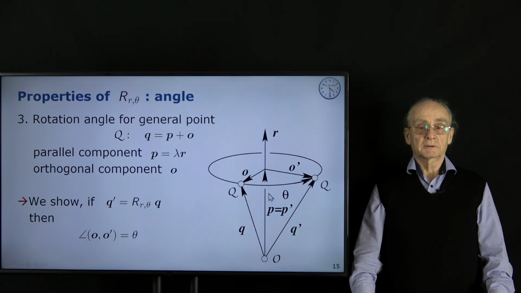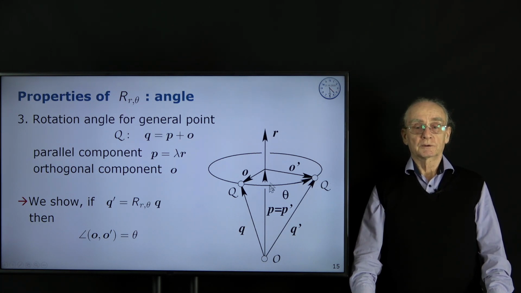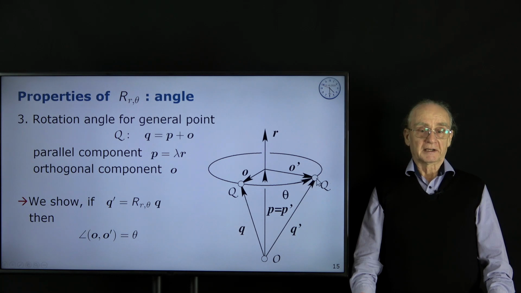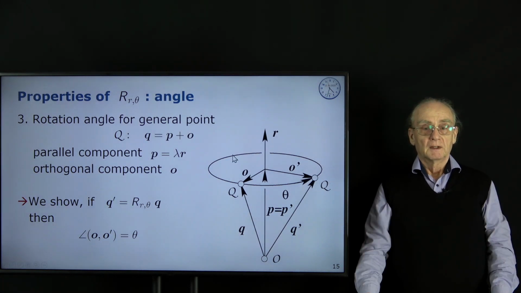And now we separate this vector in two parts. One is parallel to the rotation axis, which is p, and one which is orthogonal to the rotation axis, which is o. And now we, of course, would say p should not change after the rotation. Of course, it doesn't. And o rotates into o prime. And we then want to show that the angle between o and o prime actually is the angle theta. So we have to show that. So now let's have a look how this can be proven.